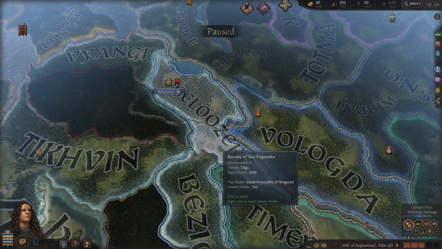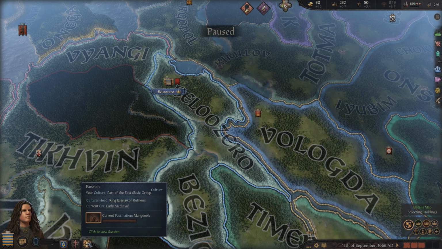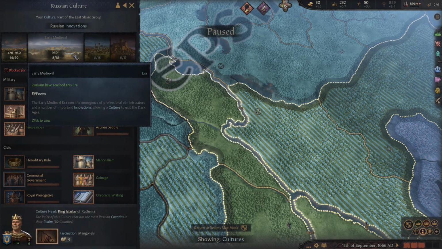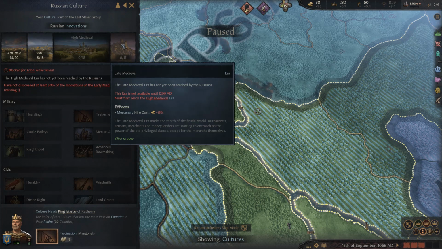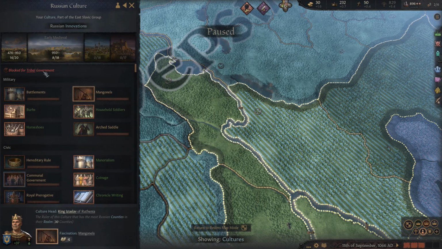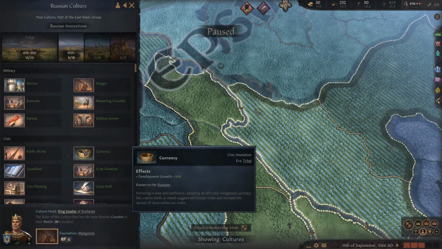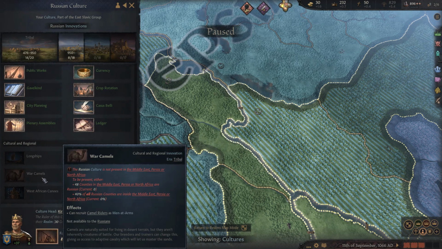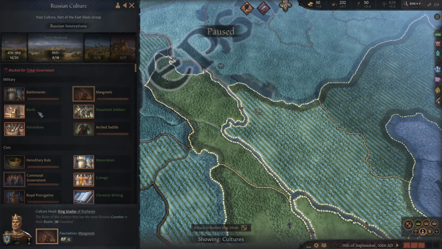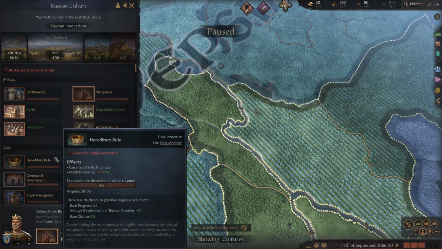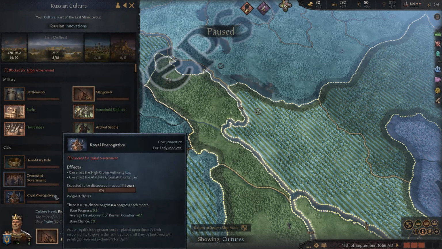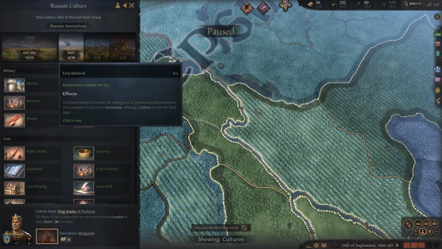a lot of money. Tribal baronies only provide half of their supply limit to armies belonging to other governments. Tribal rulers can only discover tribal era innovations, which are very limited. So if we go down here and we look at innovations, early medieval, high medieval, late medieval, these are all blocked for tribal government. Everything tribal is open. But anything beyond that, obviously you can't do it because we're not a culture head, but even if we were a culture head, as a tribe, we cannot do anything past the tribal period.